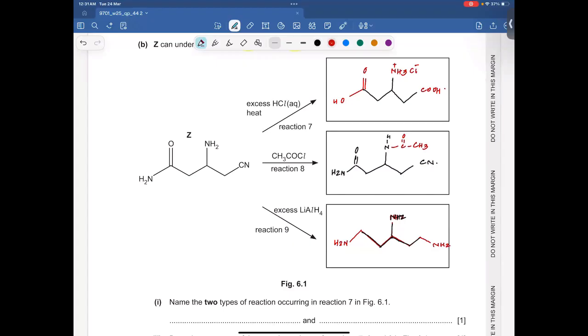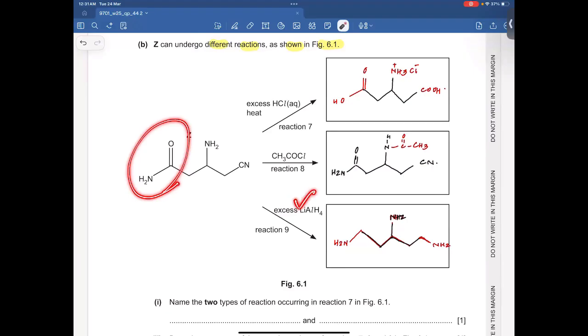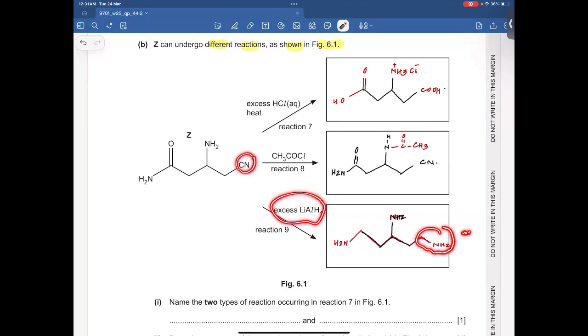Okay, so that's this conversion. This CONH2 is amide. When treated with lithium aluminum hydride, it will turn to CH2NH2. This CN is nitrile. When treated with lithium aluminum hydride in excess, it will turn to CH2NH2. I hope it makes sense to you. And since this is amine, it cannot react with lithium aluminum hydride.